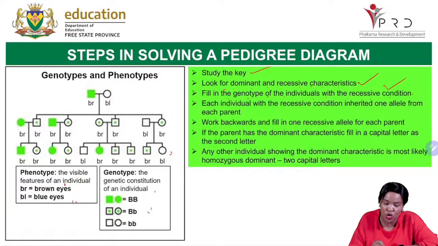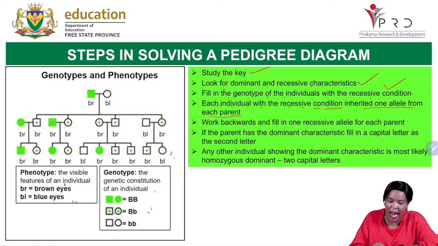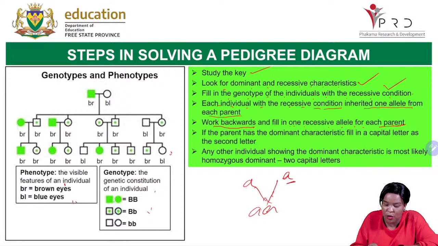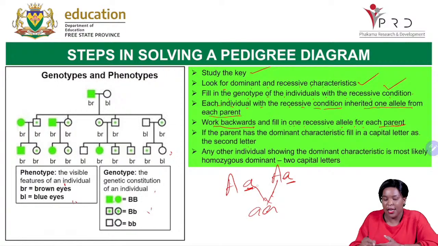Then from the small letters, you know that each individual with the recessive condition inherited one allele from each parent, meaning you are now going to do what? Work backwards and fill in one recessive allele for each parent. If a child has aa, then you know that for them to have this aa, each parent must have had a small a. You see, now you go back and you fill in those small a's for the parents. And then if the parent has a dominant characteristic, fill in the capital letter and the second letter. So you will put in maybe your big A there, because now you see the parent is not affected.